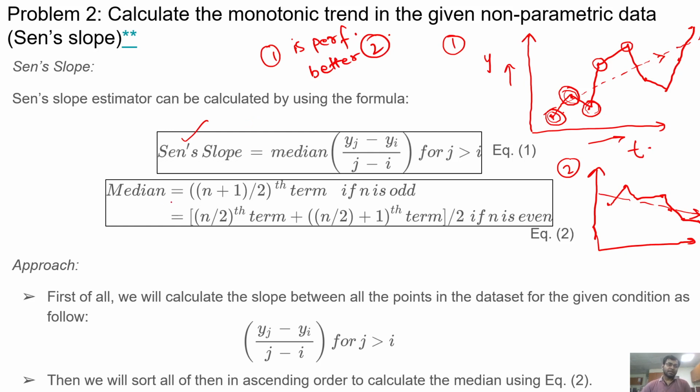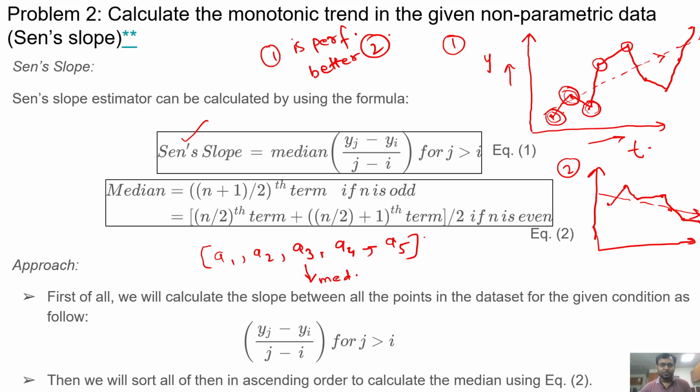Now, you may not be aware of the definition of the median, or you must have heard about it. If the list has an odd number of members, let us say A1, A2, A3, A4, and A5, so n is odd, then the (n plus 1) by 2-th term represents the median. So in this case, A3 would represent the median.